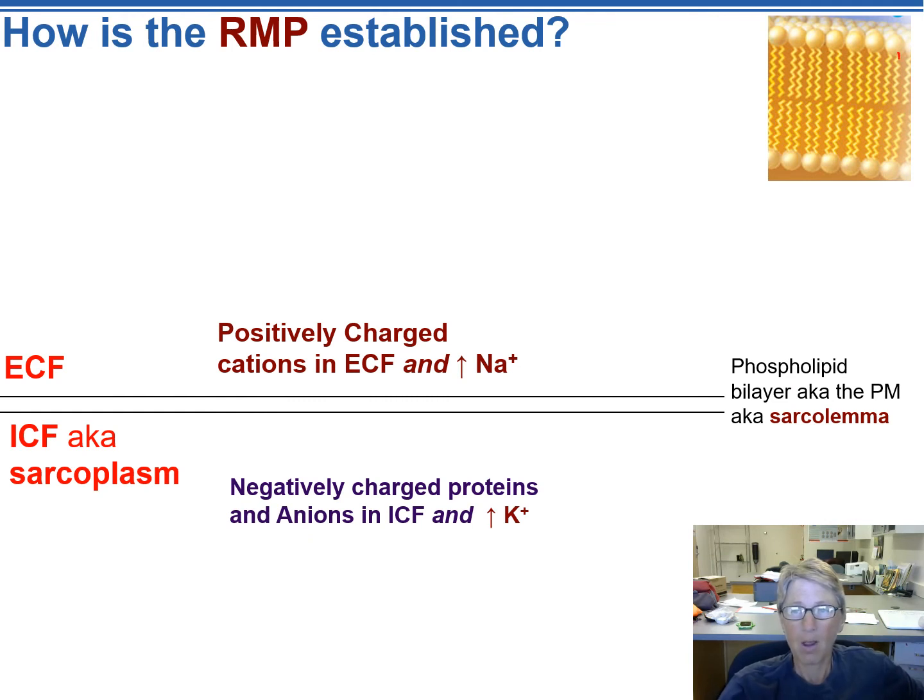Up here in the right-hand corner, this is just a cutout of the plasma membrane, the phospholipid bilayer, and that's what these two lines are going to represent. In the muscle physiology world, they call the phospholipid bilayer, aka the plasma membrane, the sarcolemma. It shows positively charged cations in the ECF and a high concentration of sodium, and in the ICF, inside the cell, negatively charged proteins and a high concentration of potassium.